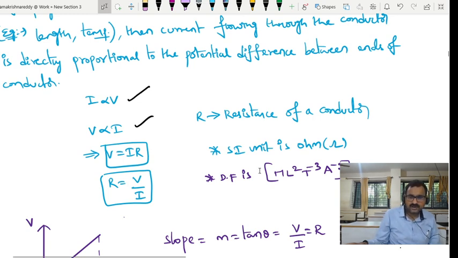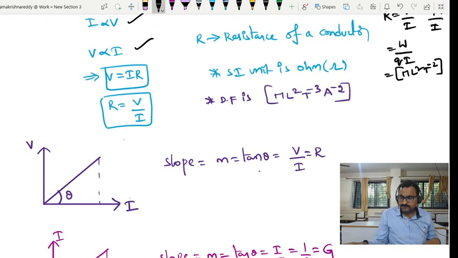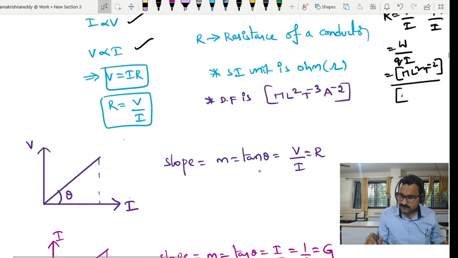Now the dimension formula. How do we write it? R is equal to V by I only. V means W by Q, divided by I, that is W by QI only. W means ML square T power -2, divided by charge, which is AT, into A. That gives ML square T power -3 A power -2.